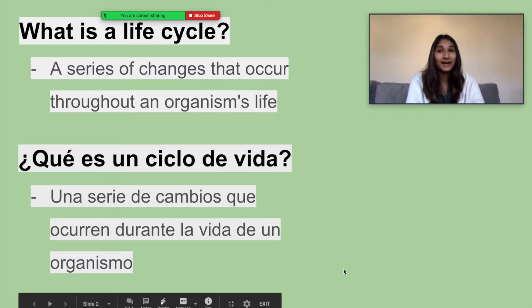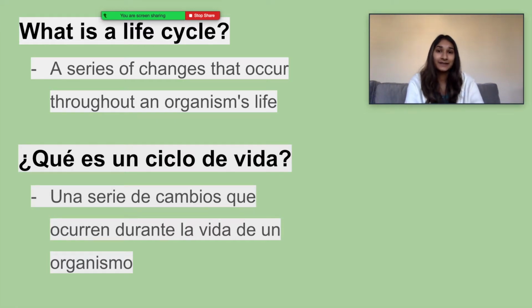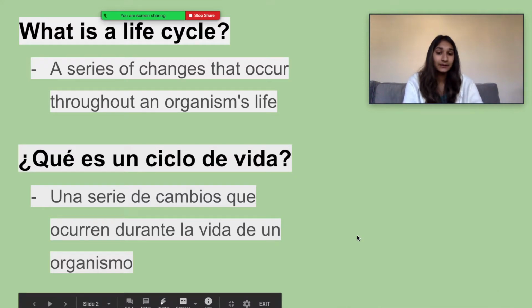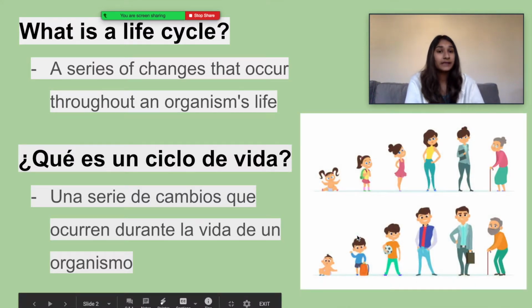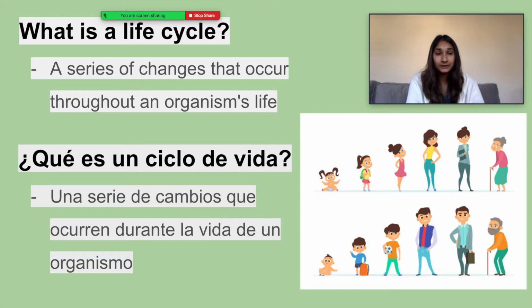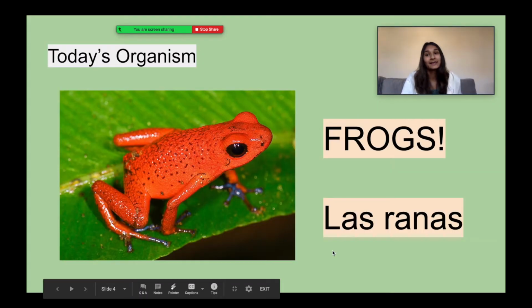Let's start by talking about what a life cycle is. A life cycle is a series of changes that occur throughout an organism's life. And an organism is any living thing, like any kind of plant or animal, and all organisms have life cycles. Even us humans have life cycles. For example, we all start as babies, and then we become children, and finally adults. The organism that we'll be talking about is frogs.